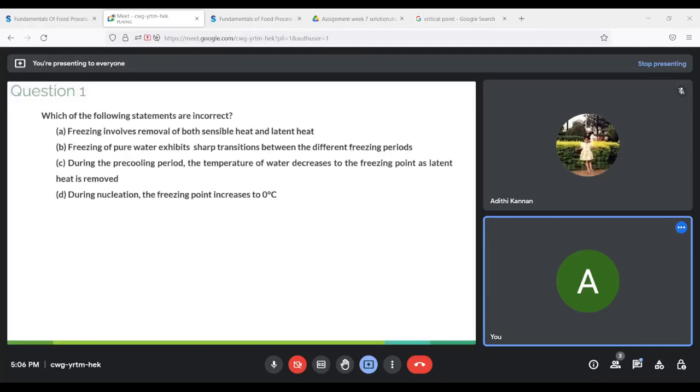Question 1. Which of the following statements are incorrect? A. Freezing involves the removal of both sensible heat and latent heat. B. Freezing of pure water exhibits sharp transitions between the different freezing periods. C. During the pre-cooling period, the temperature of water decreases to the freezing point as latent heat is removed. D. During nucleation, the freezing point increases to 0 degrees Celsius.